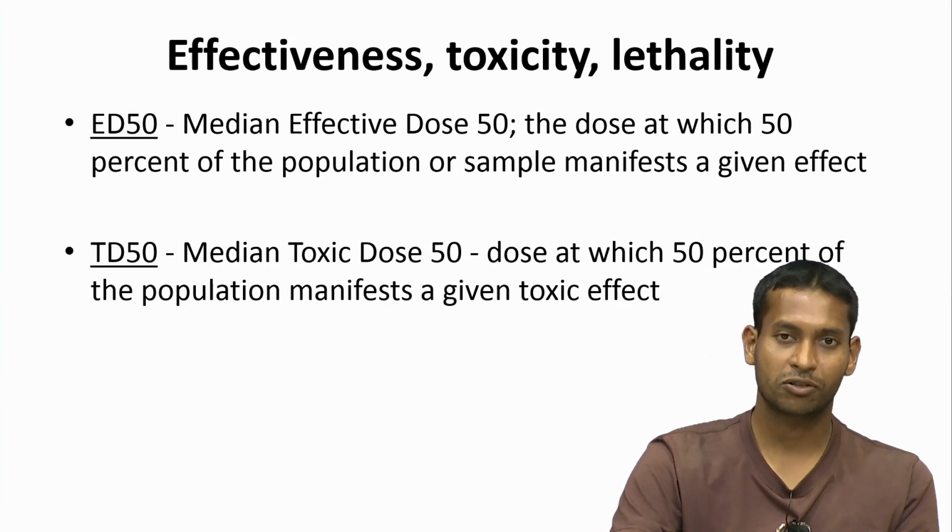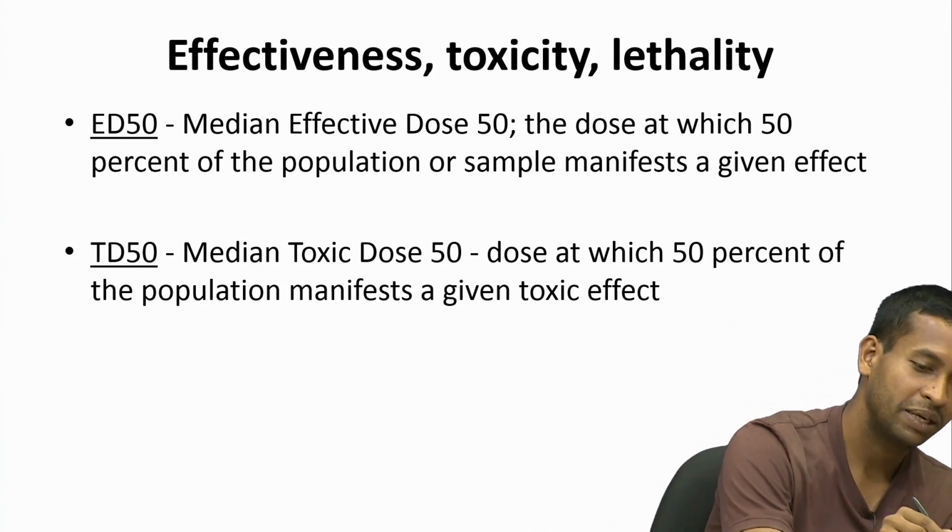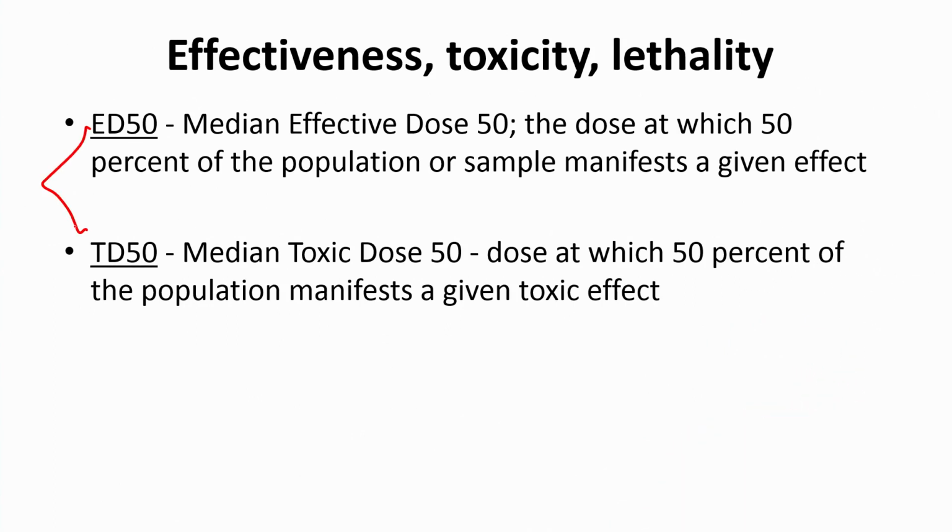So, now if the doctor has to prescribe something, it will have to be between ED50 and TD50, because if it is more than TD50, then nearly half of the people will come back complaining about the toxicity, and if it is less than ED50, then people will not even benefit. So, ideally we want the drugs to have a very wide gap between ED50 and TD50, because if the gap is small, then it is very hard for doctors to prescribe the drug.